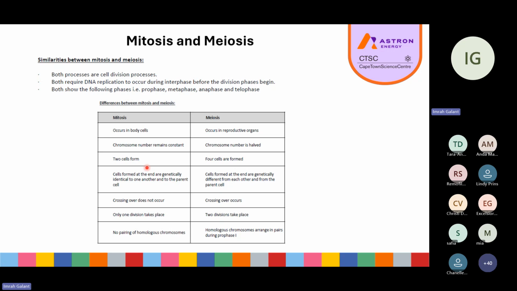And in mitosis, no pairing of homologous chromosomes takes place. Okay, so guys, that is the main points in meiosis that you need to take note of.